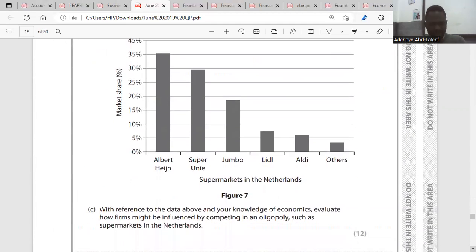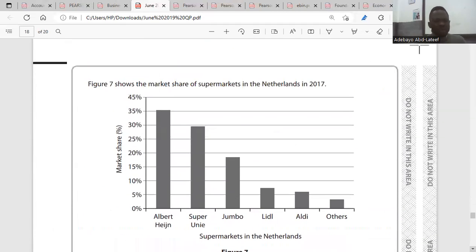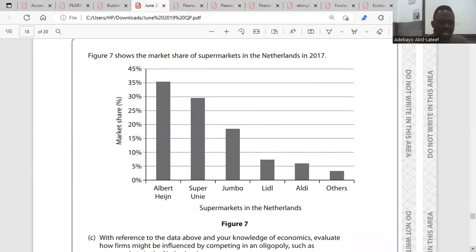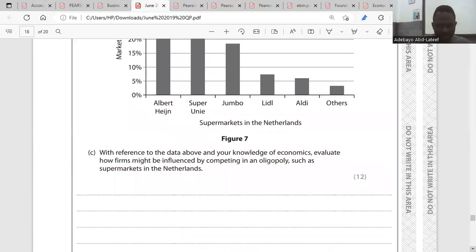Now we have figure 7. The last one. So for figure 7, they said market share. So these are market shares. The largest market share is from Albert N. And second is Super Uni. The third is Jumbo. And it goes like that, right? So with reference to this data, evaluate how firms might be influenced by oligopoly. So first, we have to define what oligopoly is.